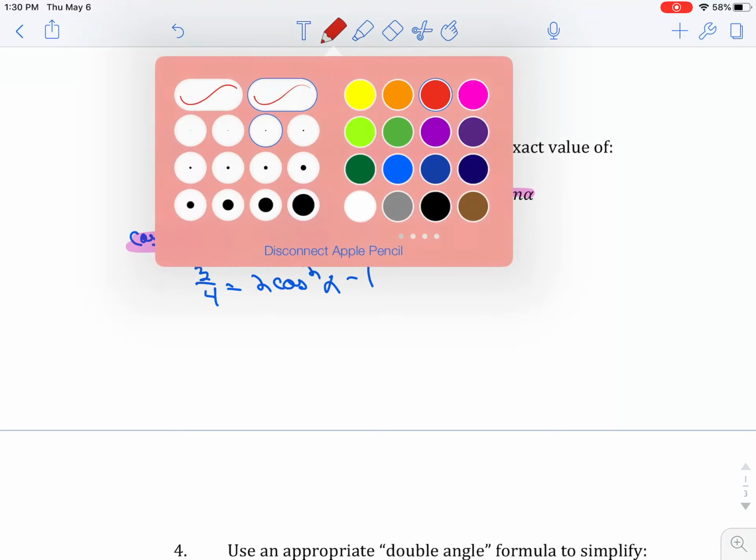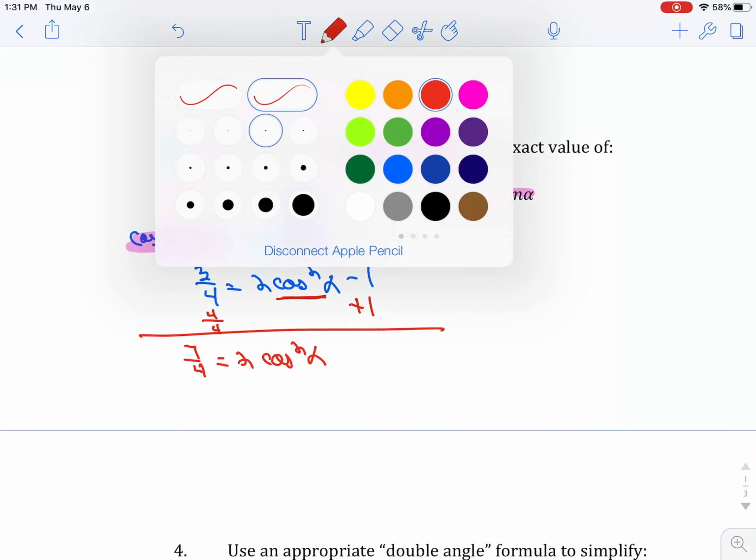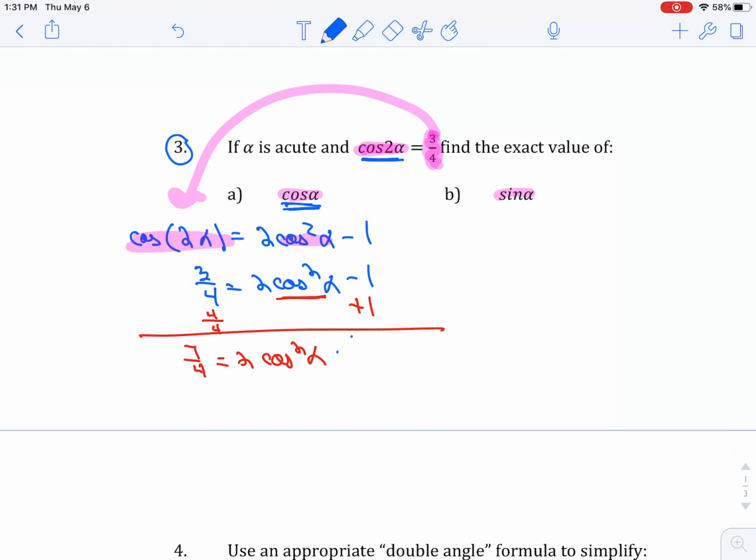So the rest is just algebra, all right? I need to get this cosine alpha all by itself. So I'm going to add 1 to both sides. I'm going to add 1 over here, but I'm going to add it in the form of 4/4. And so when I add this, I end up with 7/4 is equal to 2 cosine squared alpha. Now I want to get rid of that 2, so I'm going to multiply both sides by 1/2. So this gives me just 1, and so I get 7/8 is equal to cosine squared alpha.